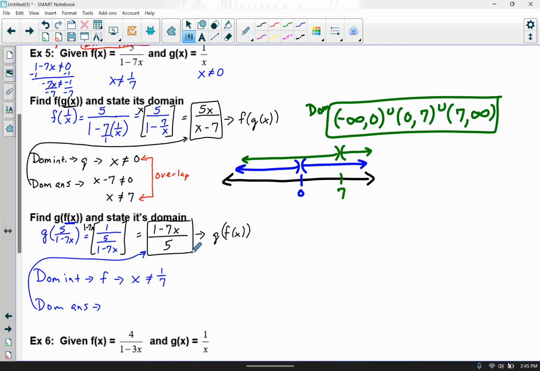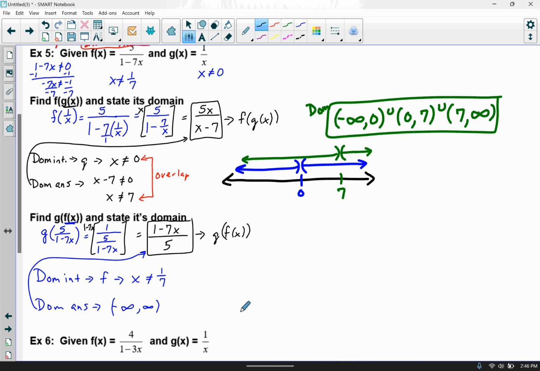Ask yourself the questions. Do you have a letter in the denominator? No, you don't. Do you have an even root? You don't have that either. Remember, even roots mean you have to have a square root, a fourth root, that symbol. You don't have that. So your answer is no to both of those questions, so you get negative infinity to positive infinity.